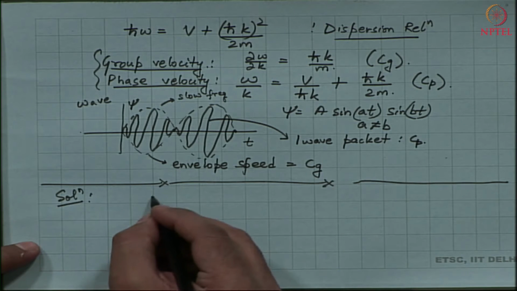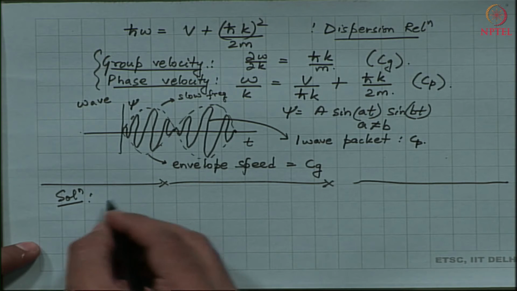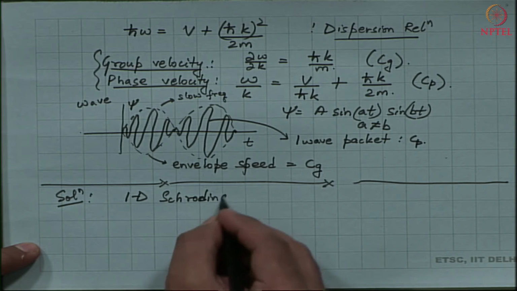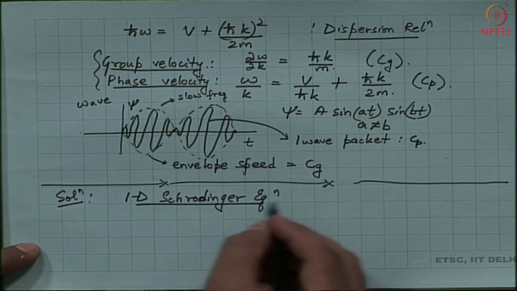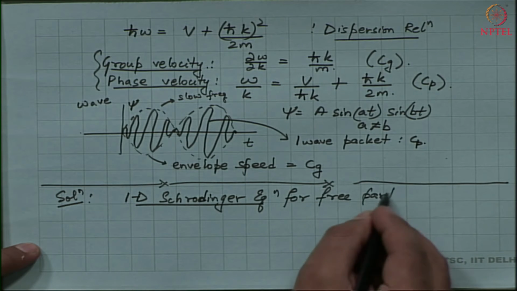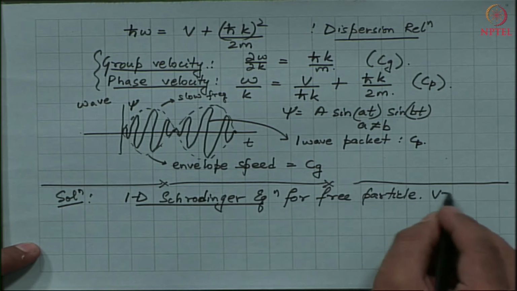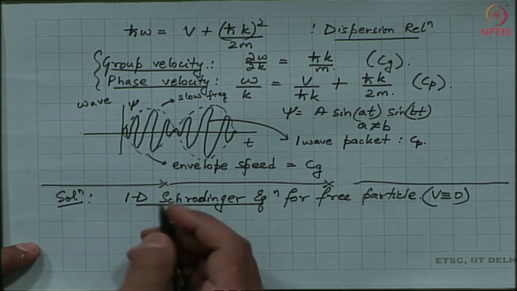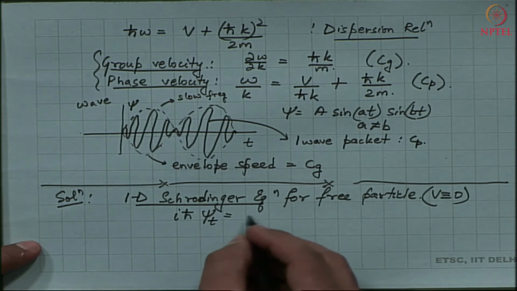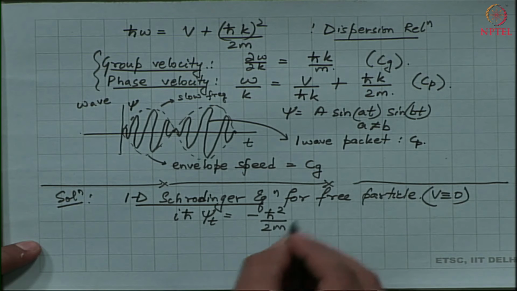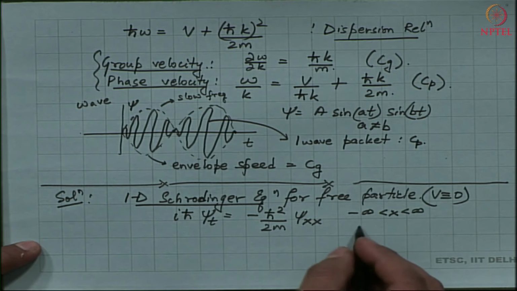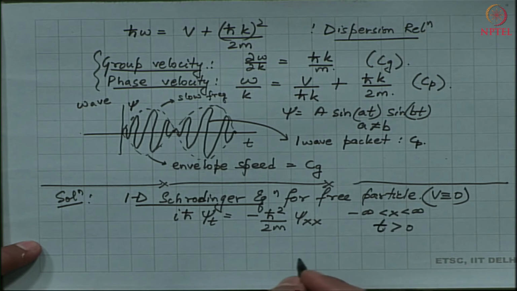I have the following. So I am solving the 1D Schrodinger equation. Just to recap, I am solving the 1D Schrodinger equation for a free particle, that is V is identically equal to 0. So what I have is the following equation: psi t is equal to negative h cut square by 2m psi xx, where x is from negative infinity to infinity and t, the time, is greater than 0.